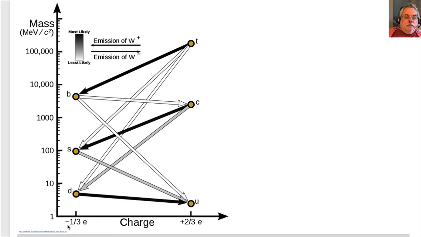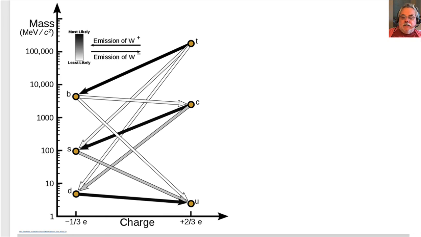On this diagram, the horizontal axis is charge, and there are 2 charges for these matter quarks. The first row, up, charm, top, has charge plus 2/3. The second row, down, strange, bottom, or beauty, has charge minus 1/3. The vertical axis is mass on a log scale because the mass of the top quark is so much higher than the mass of the up quark.